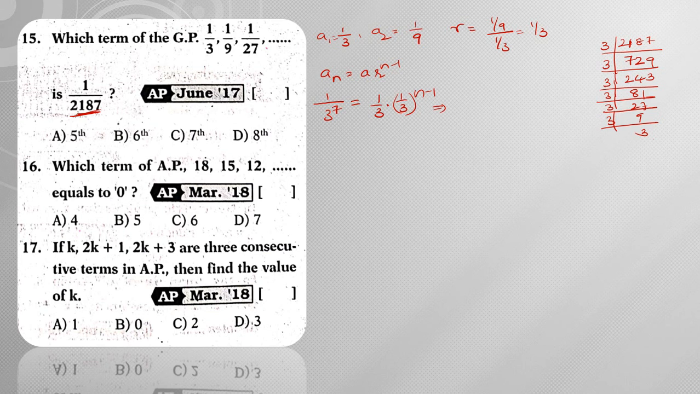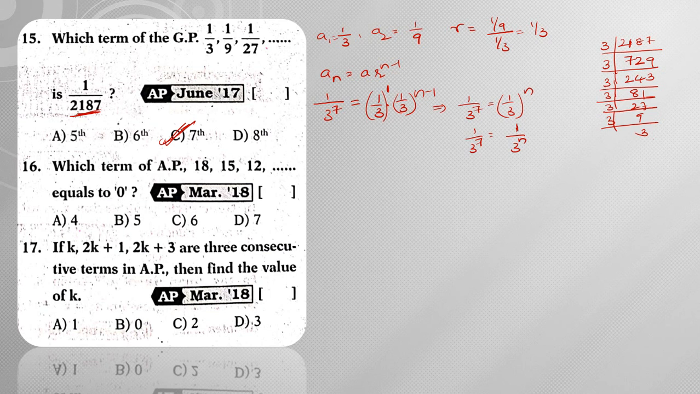Now if you observe it carefully, 1 by 3 power 7 is equal to, so here 1 by 3 means 1 by 3 power 1. When I multiply, this will become 1 by 3 whole power 1 plus n minus 1. So minus 1 plus 1 gets cancelled, whole power n. So 1 by 3 power 7 is equal to 1 by 3 power n. On comparison, n is equal to 7. Hence the 7th term is 1 by 2187.